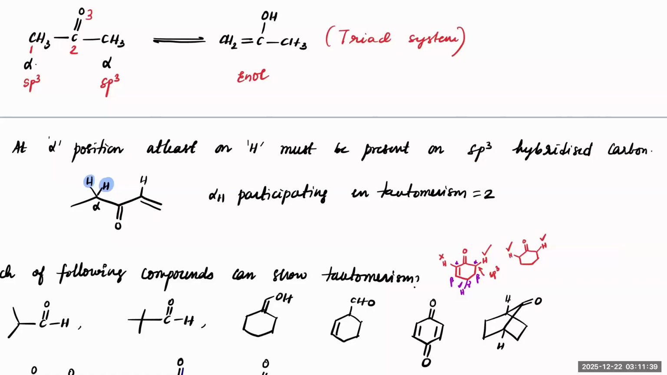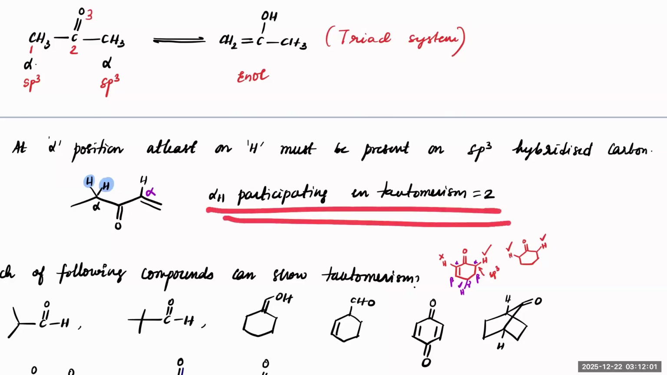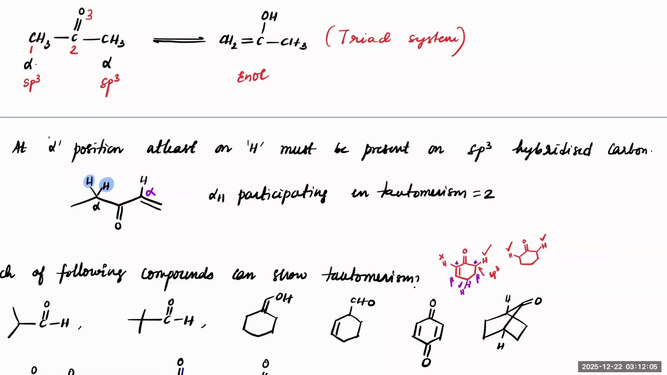Notice this example, for instance. Left hand side I have alpha, right hand side I have alpha hydrogen. But this alpha hydrogen can participate in tautomerism, but this hydrogen cannot participate in tautomerism. So if I were to ask how many alpha hydrogens are present which can show tautomerism, there are 2 in this case. So there are a total of 2 such cases.